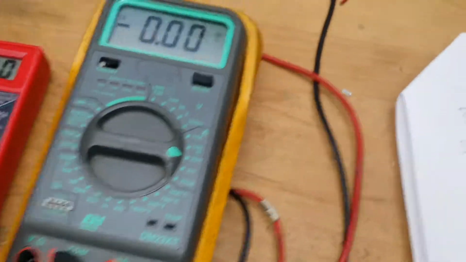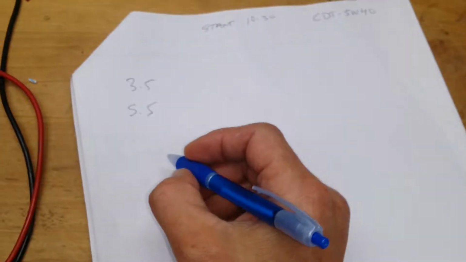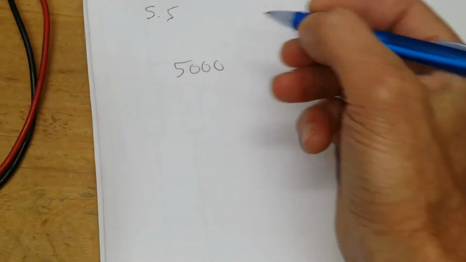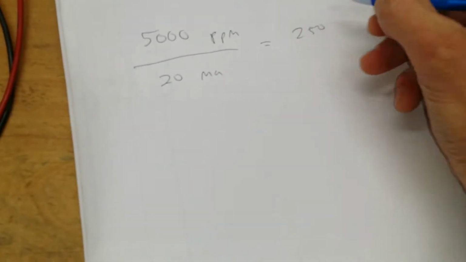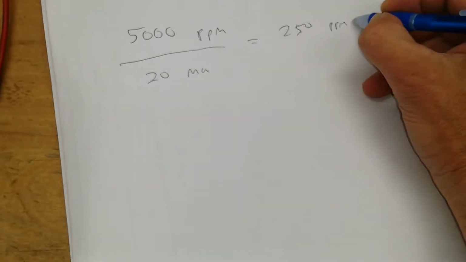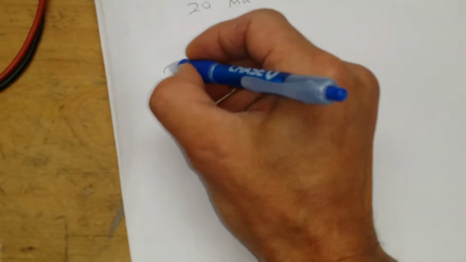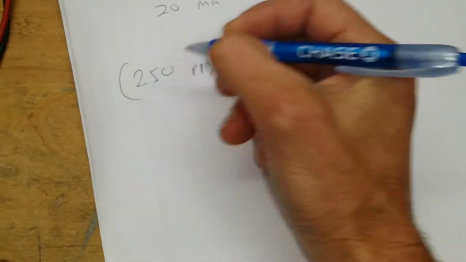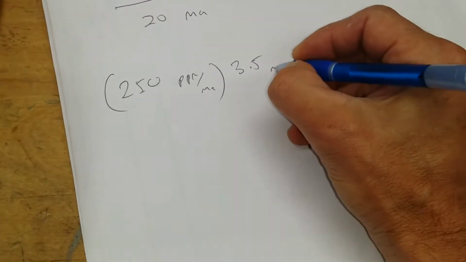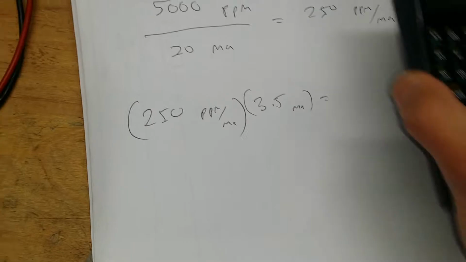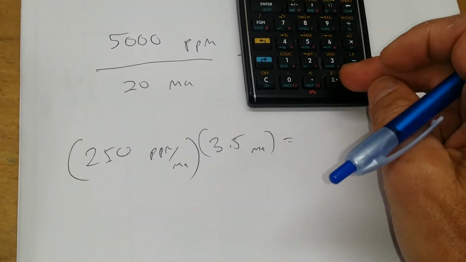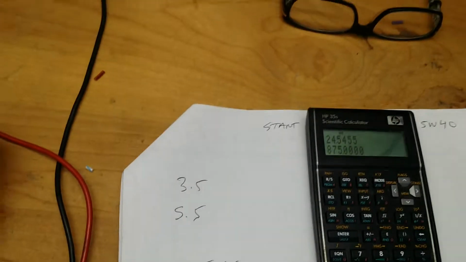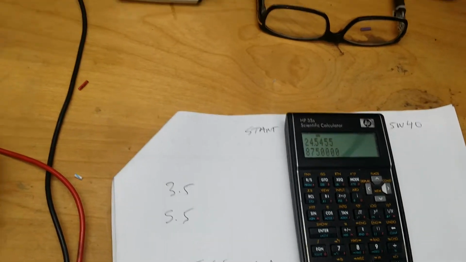So let's do some math here. 5,000 parts per million divided by 20 milliamps, we get 250 parts per million per milliamp. We take that, 250 ppm per mA, times 3.5 milliamps. We get 875 parts per million.